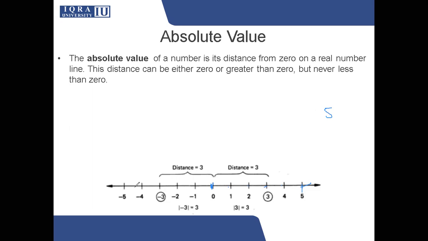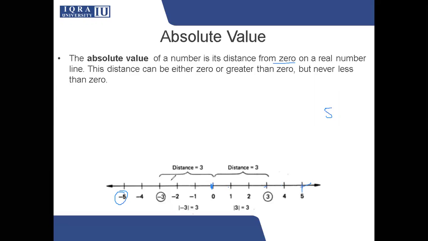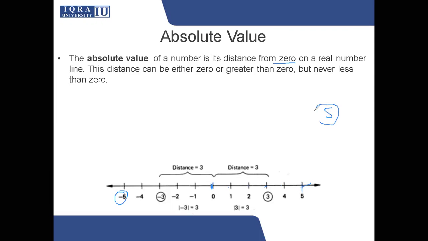But let's suppose I want to find out the absolute value of the number minus 5. Again, we will be taking the distance from 0. So the distance of minus 5 from the number 0 is again what? 1, 2, 3, 4, 5. It's still 5, right? So the absolute value of 5 is 5, and the absolute value of minus 5 is also 5.